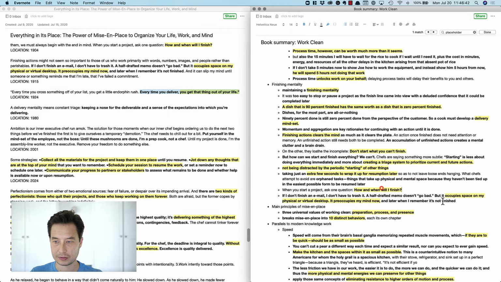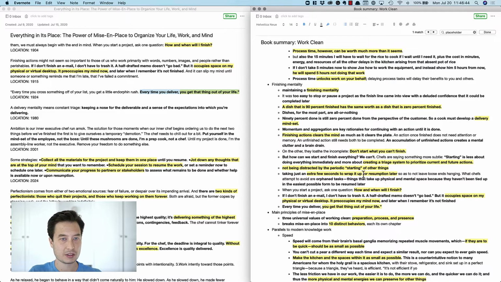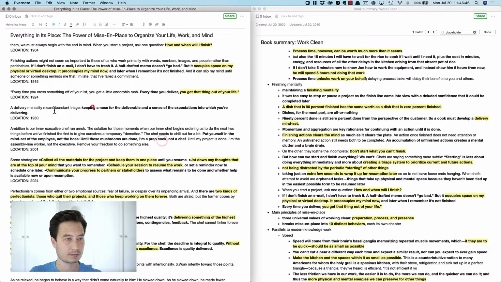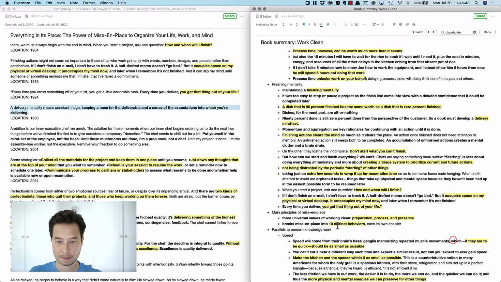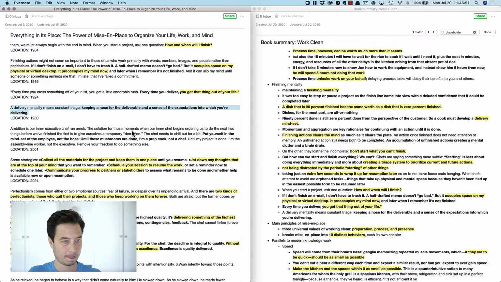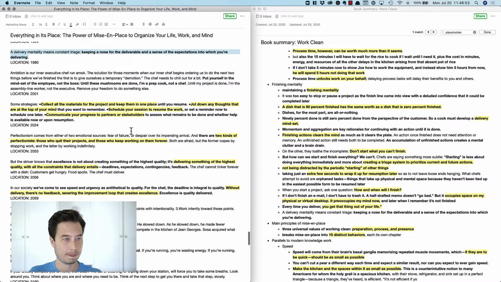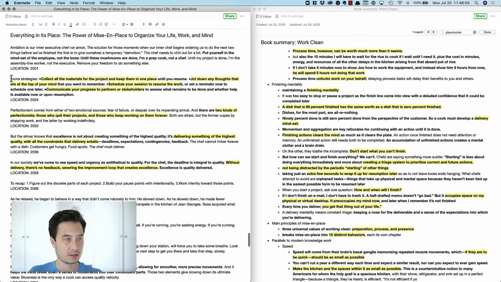Okay, really wonderful thoughts here. Every time you deliver, you get that thing out of your life. Okay. Some strategies. Okay, it looks like we've now moved out of finishing, and these are just general strategies.